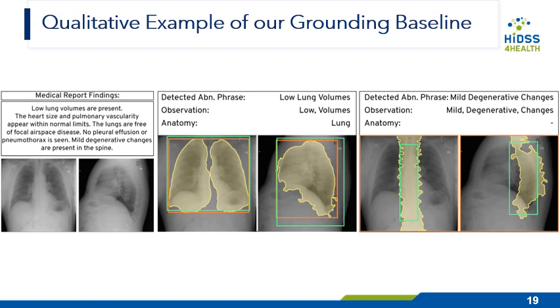Here we show a qualitative example of our anatomy-based grounding baseline. We see that for the given report, the model is able to correctly segment the lung volumes, as well as segment the spine, which has mild degenerative changes. However, as the named entity recognition model is unable to recognize the spine as anatomy in the text, the correct segmentation will not be retrieved.